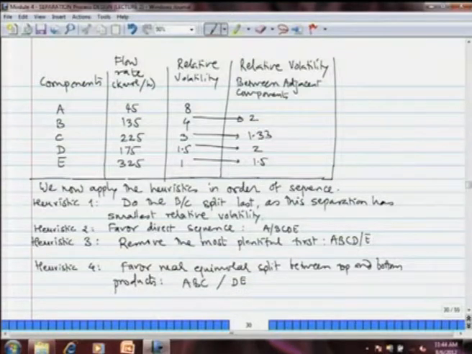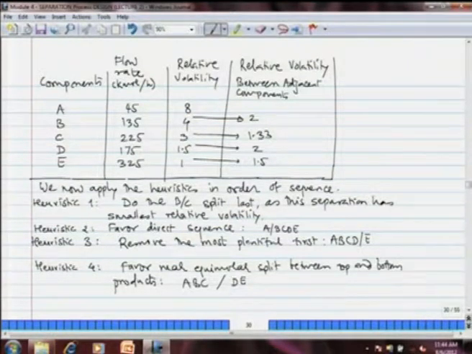Then heuristic 2 says favor direct sequence. So, remove A from the 4 other components, A being the lightest component. So, that should be removed first. So, the sequence A, B, C, D, E should be favored. Then heuristic 3 says that remove the most plentiful component, with highest molar flow rate, first. So, that component is E.